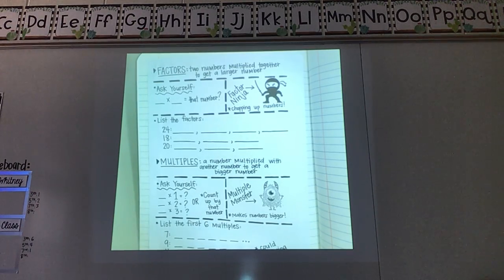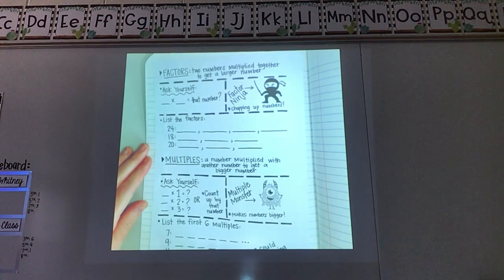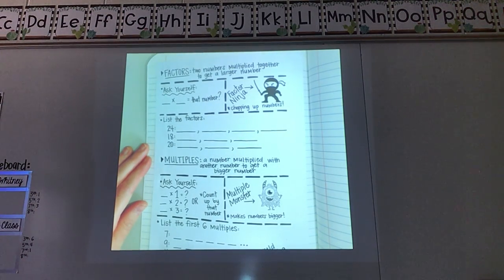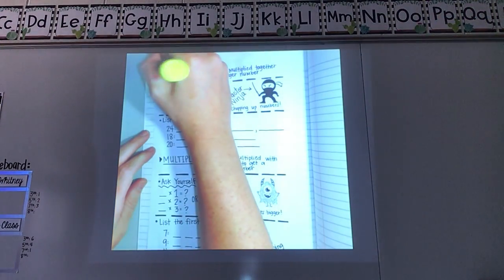Hello, fifth grade. Today's lesson is going to be about factors and multiples. This should be a review from fourth grade, but this is going to be super important to know in fifth grade as well. So we are going to review each of these factors and multiples today, and then you will do some practice for your assignment. But first, let's review.